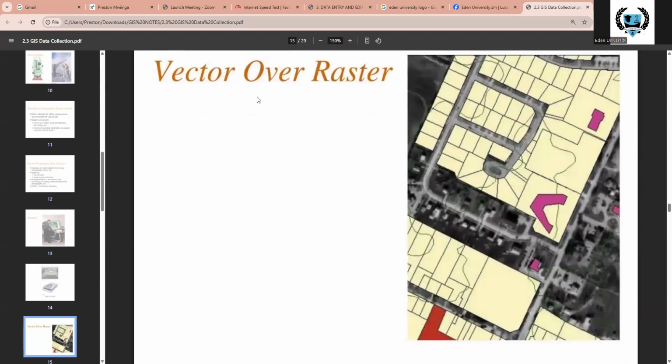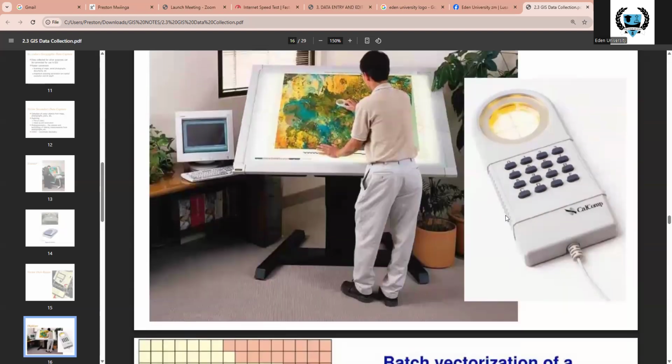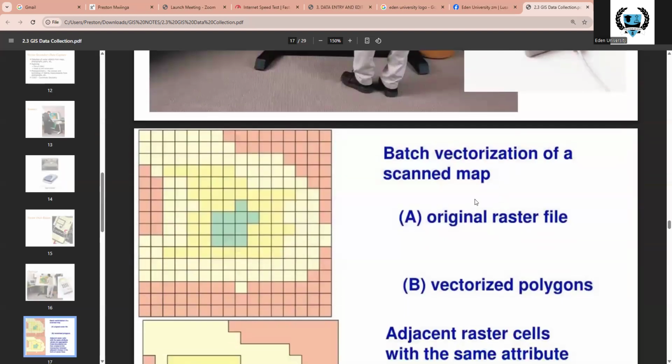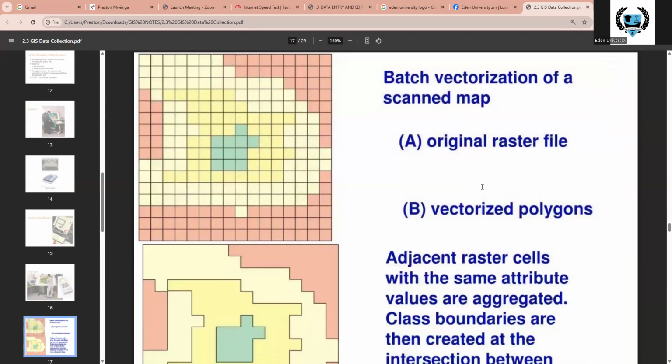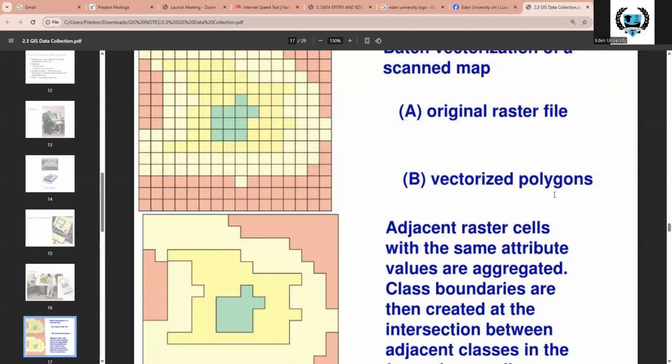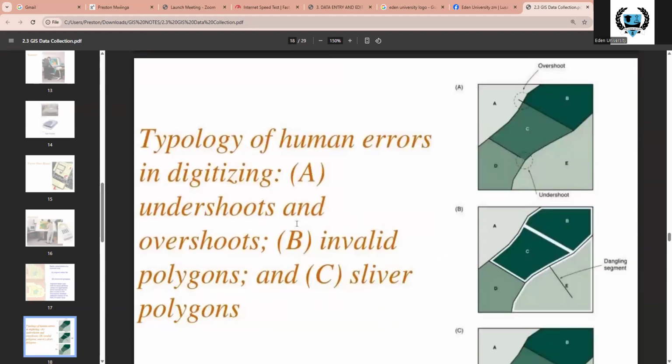Then vector over raster. Digitizer, there we are. Someone started to digitize using a digitizing tool. Batch vectorization of a scanned map: original raster file, vectorized polygons, adjacent raster cells with the same attribute values are aggregated. So class boundaries are then created at the intersection between adjacent classes in the form of vector lines.